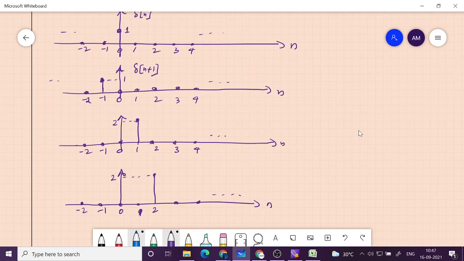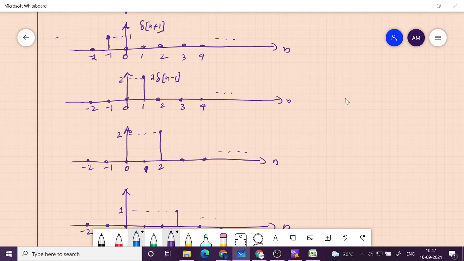Yes, sir. So can you tell me now what name I can give for the next function? This function is 2 at n equal to 1. So what name can you give? Delta of n minus 1, but then the amplitude is only 1. So I have to do amplitude scaling, right? So 2 times delta of n minus 1. Very good. So you got it.